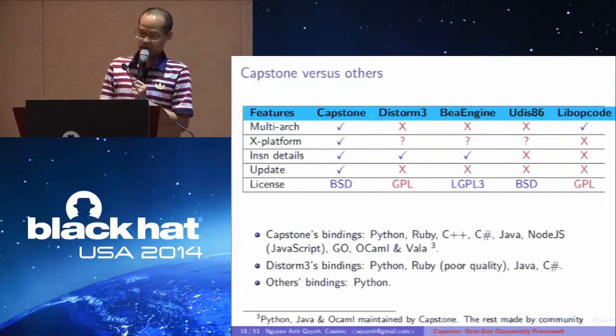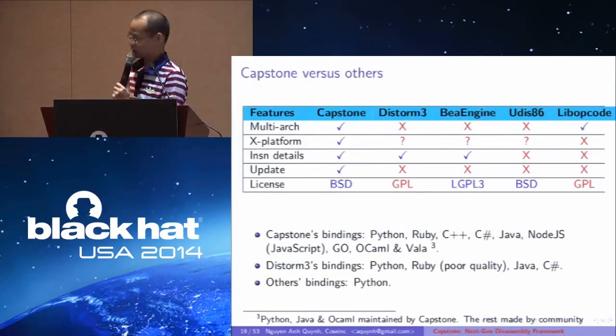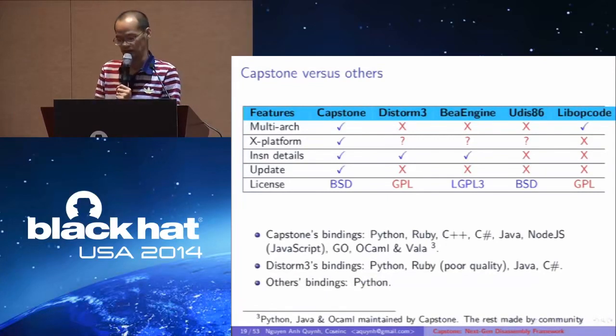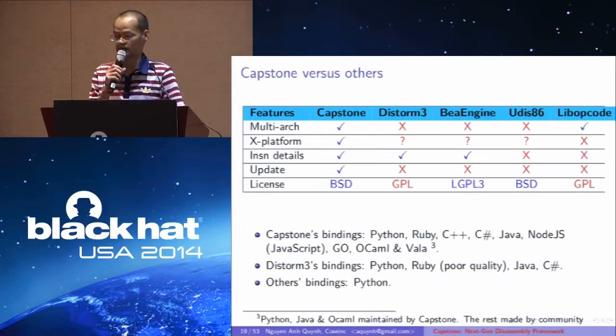Okay, look at this picture. Compare Capstone with others. Multi-arch, only Capstone and LibOpCode. Cross-platform, I suspect that only Capstone, because the rest, I don't think they can compile on iOS or Android or so on. On instruction detail, you can see only Capstone, DStorm, and BeaEngine. Update, I think only Capstone is updated. License, Capstone has BSD license, which is the best license you can find for open source.